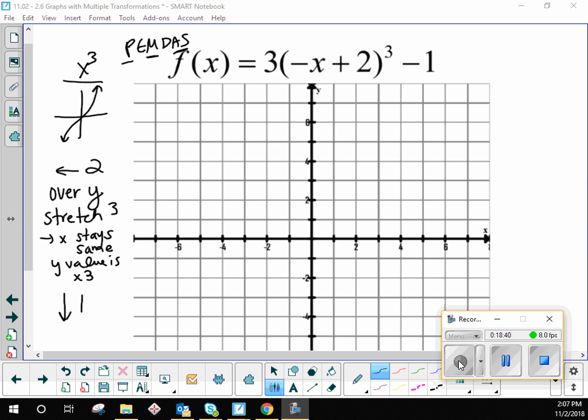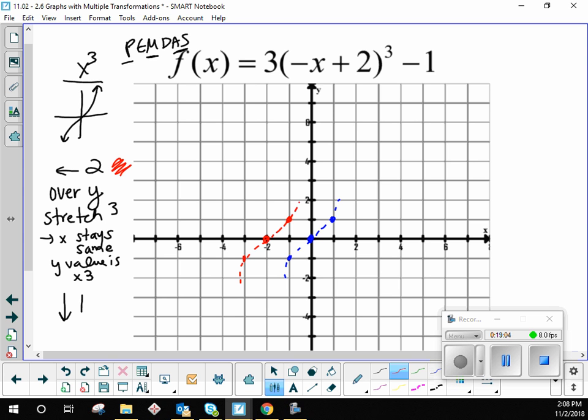All right, so here we go. The parent points for x cubed are here, here, and here. So that's my parent function. What is my first transformation? Just left 2. That one's easy, right? So everything goes to the left 2. Here we are. So I did that in red.